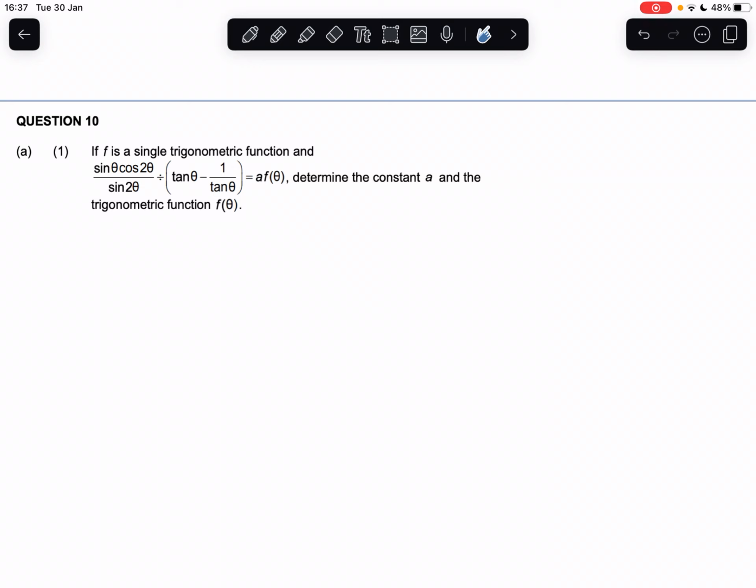But we are still within the IEB May 2023 paper 2, and the question we're looking at today is a trig question. So this is exciting.